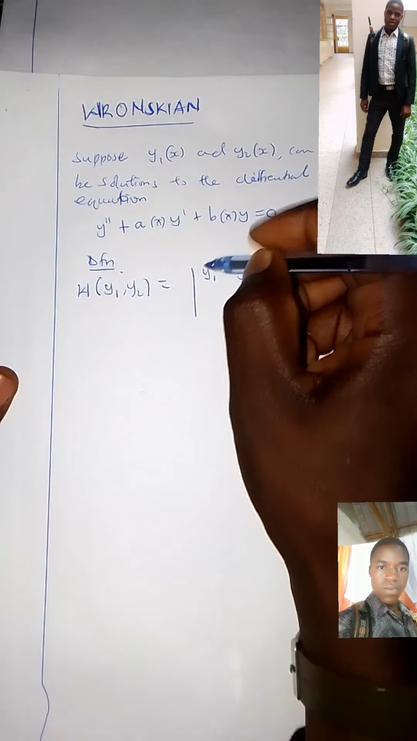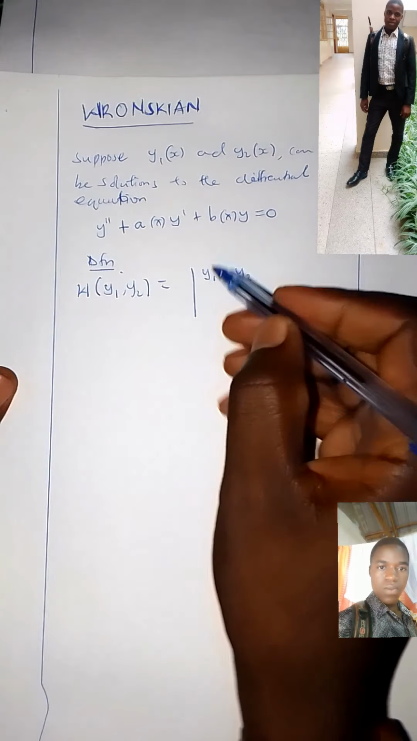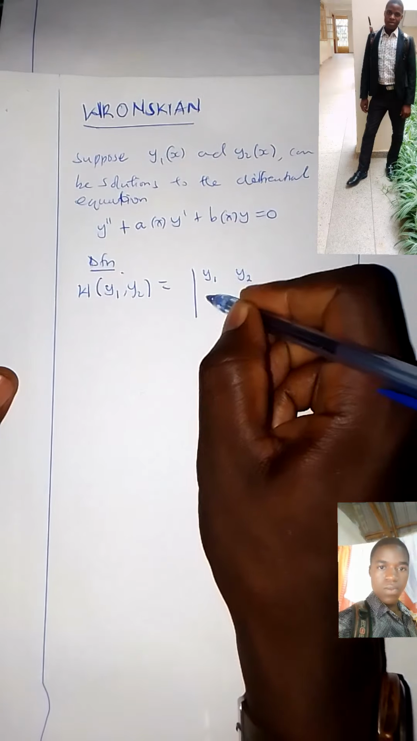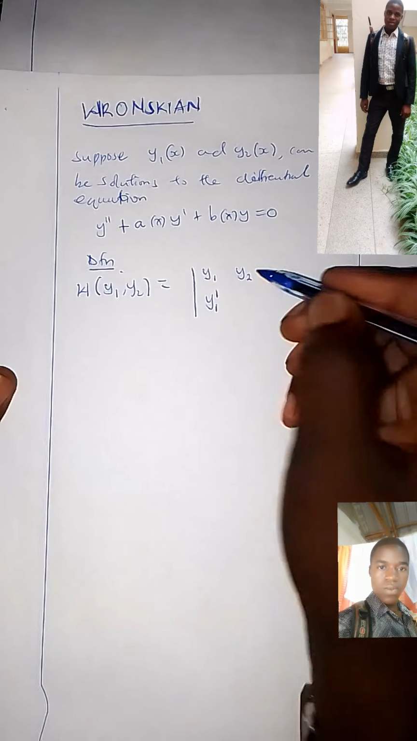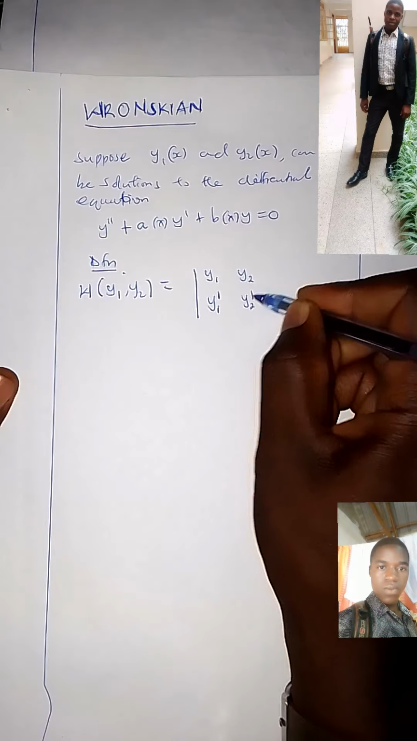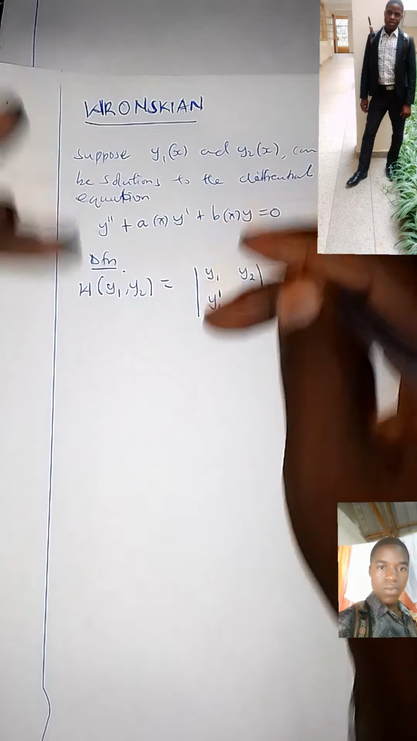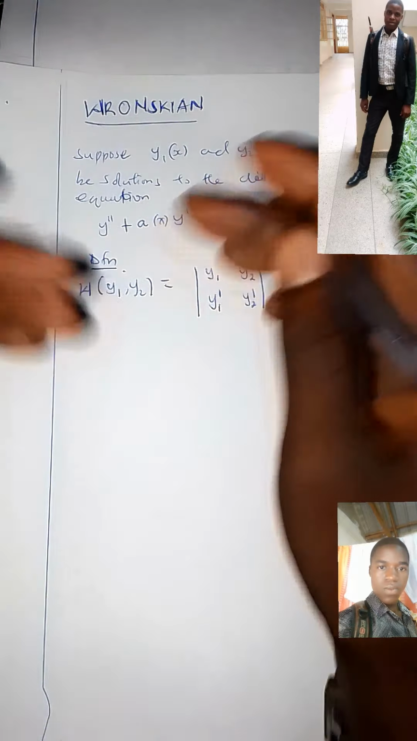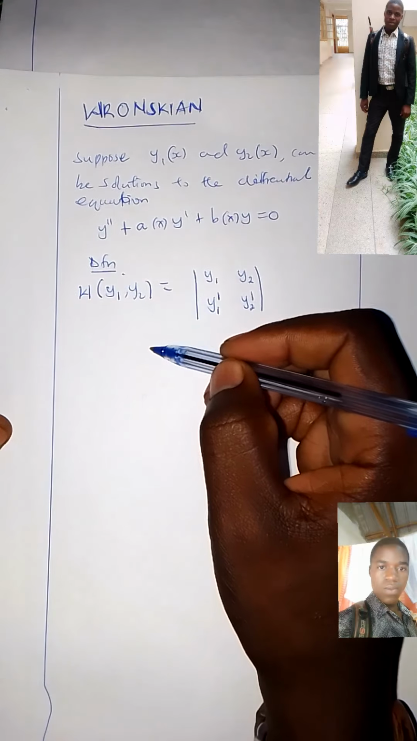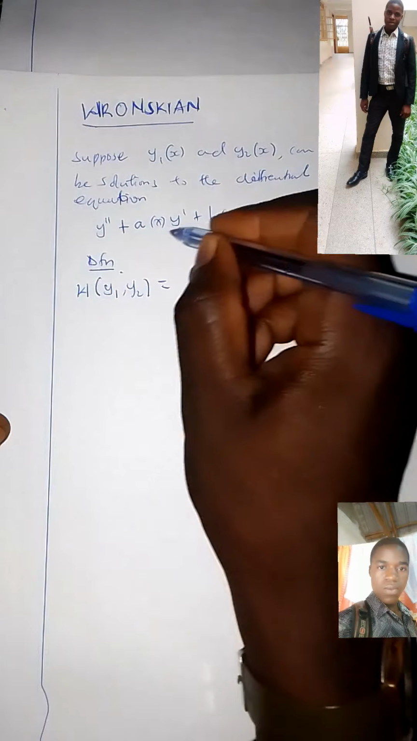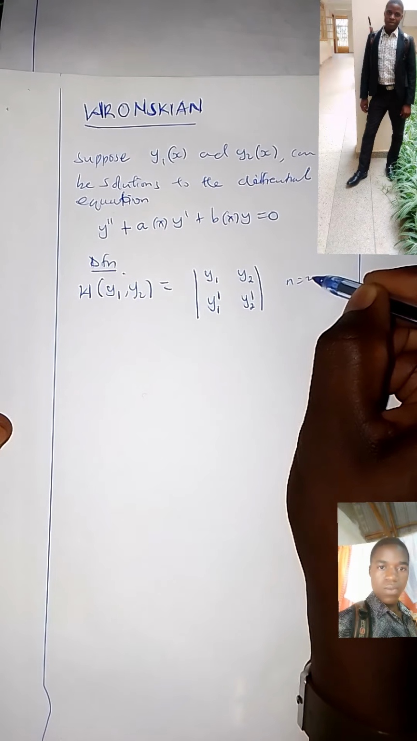Now we have to differentiate. In the second row, we differentiate y1 and y2 to give us the derivatives. Now how can we know where we are supposed to end on the derivatives? We always look at the order of the differential equation we are dealing with. In this case, you can see that our n is equal to 2.